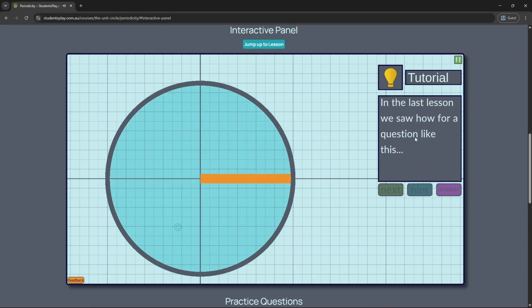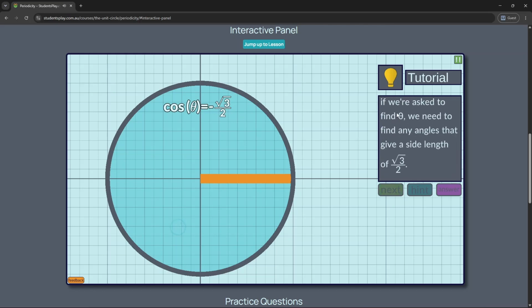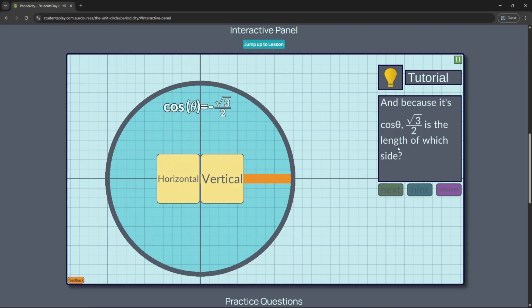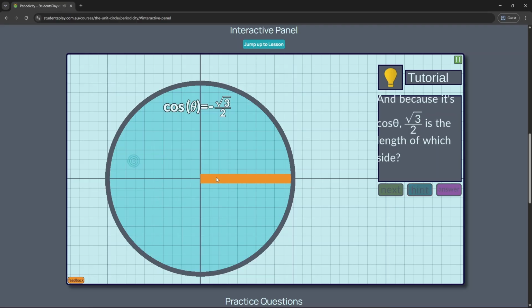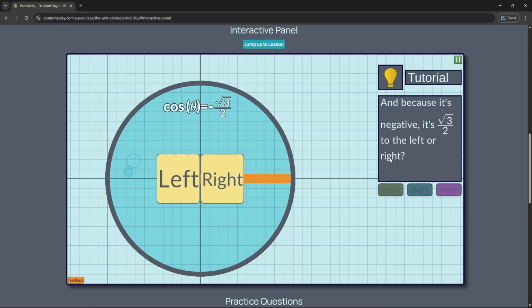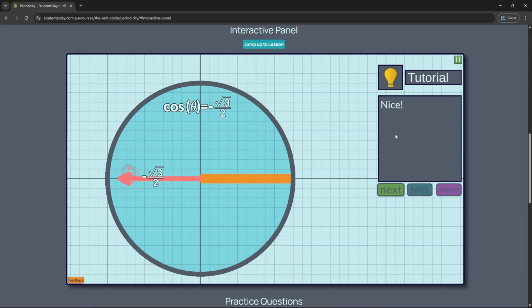In the last lesson we saw how for a question like this, because cos theta equals negative root 3 on 2, if we're asked to find theta, we need to find any angles that give a side length of root 3 on 2. And because it's cos theta, root 3 on 2 is the length of which side? Well, cos is for the horizontal. Because it's negative, it's root 3 on 2 to the left or to the right. Negative means we go to the left, so left. Nice. Thank you.